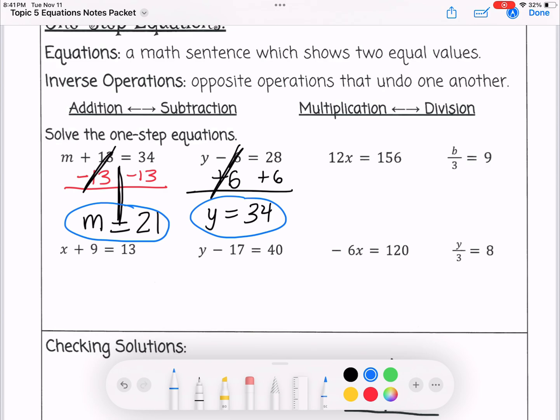Okay, I want you to pause the video, and I want you to try the two underneath of those, the addition and the subtraction. And then when you're ready, you can unpause and check your answers with mine.